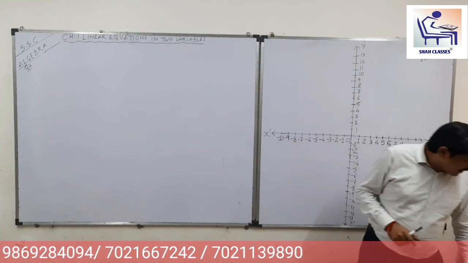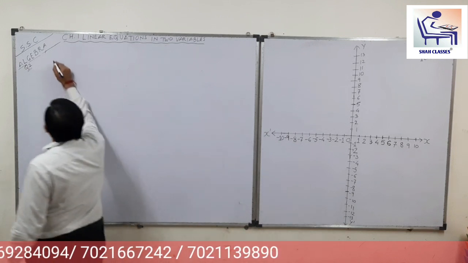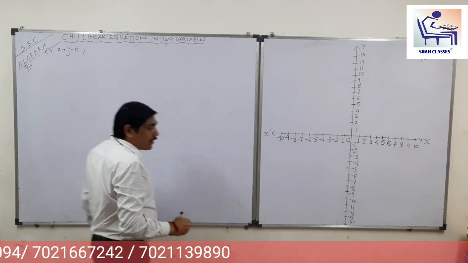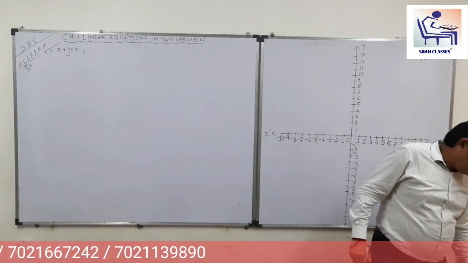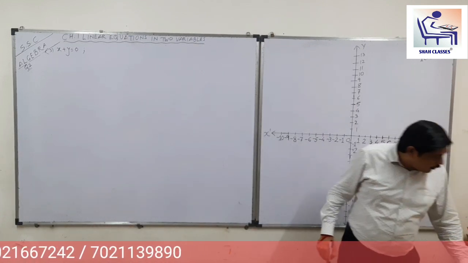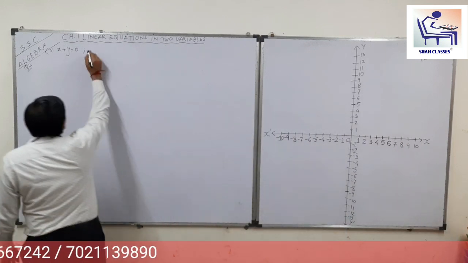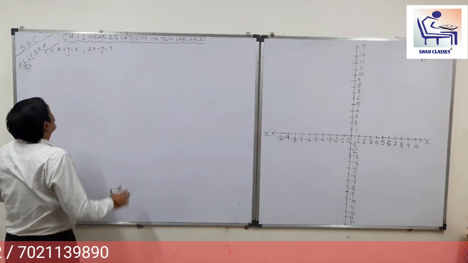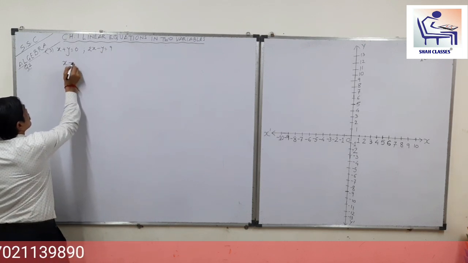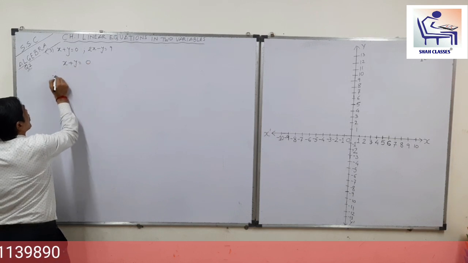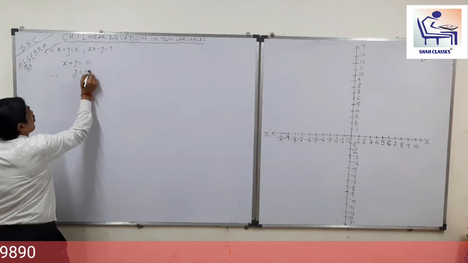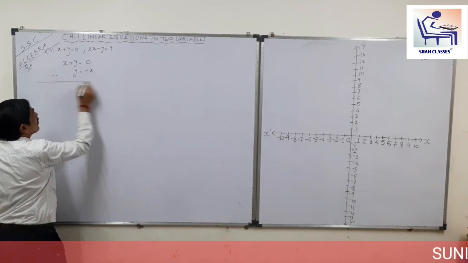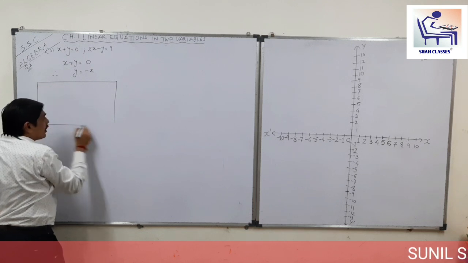x plus y is equal to 0 and your second equation is 2x minus y is equal to 9. In this we find out the value of y. So y is equal to minus x. Change the side. Please draw the table.